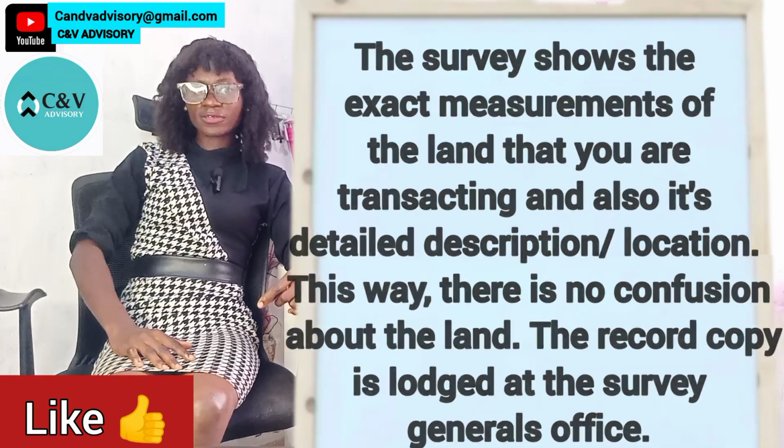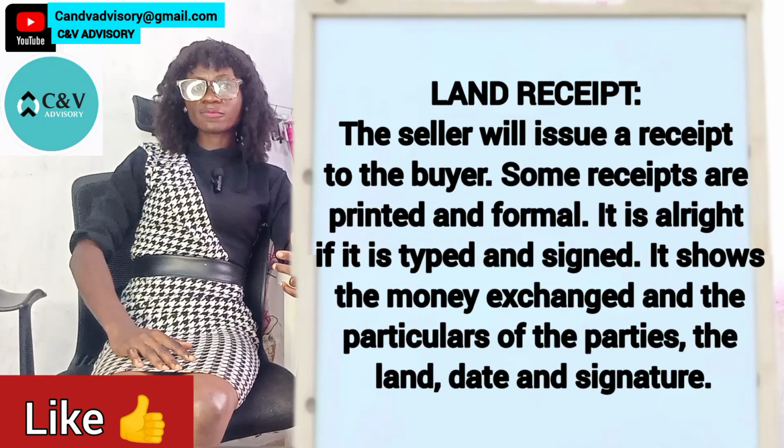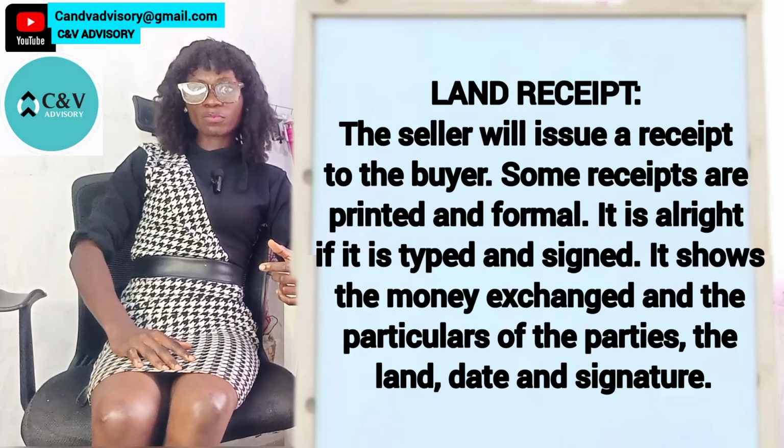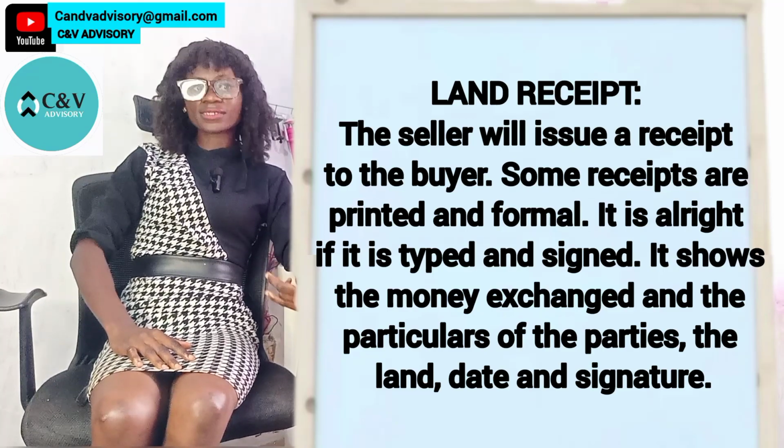Then the fourth one is land receipt. The seller will issue a receipt to the buyer. Some receipts are printed and formal. It is alright if it is typed and signed. It shows the money exchanged and the particulars of the parties, the land, the date, and the signature.